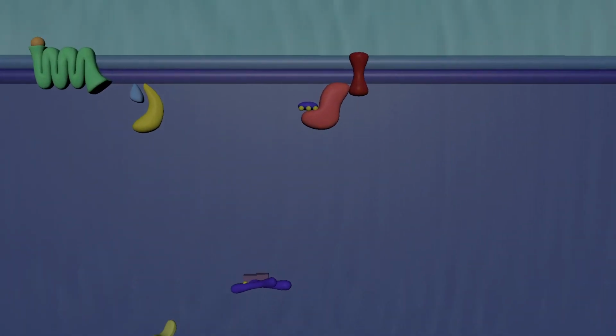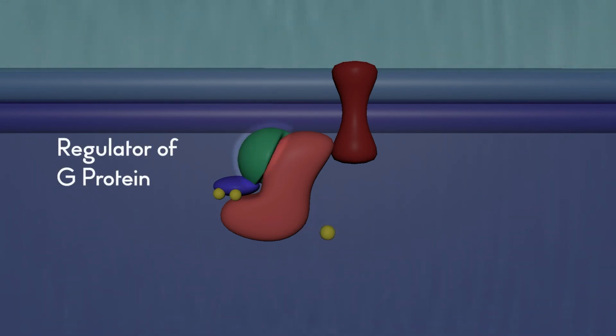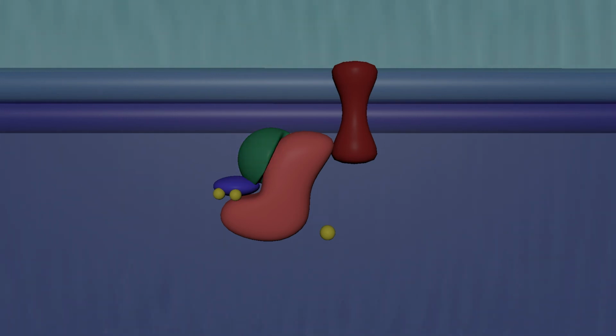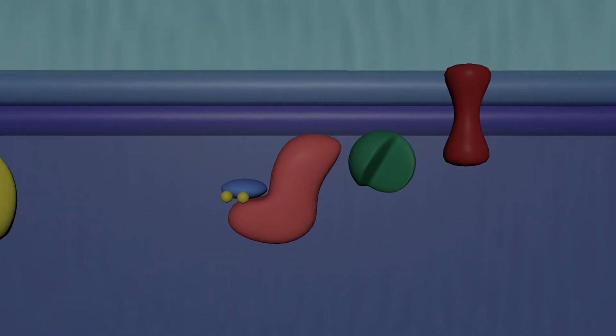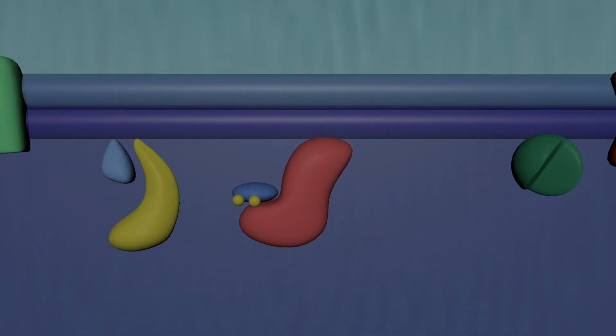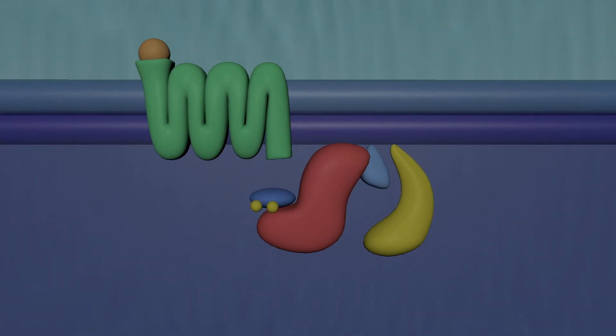To stop the signal for cell growth, the alpha subunit will eventually hydrolyze its GTP into GDP with the encouragement of a GTPase activating protein called regulator of G protein signaling, or RGS. The alpha subunit then releases adenylate cyclase, which stops catalyzing the formation of cAMP. The alpha subunit returns to its resting state, recombining with the beta-gamma complex.